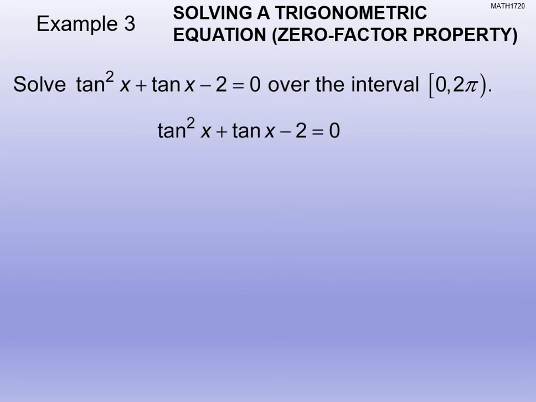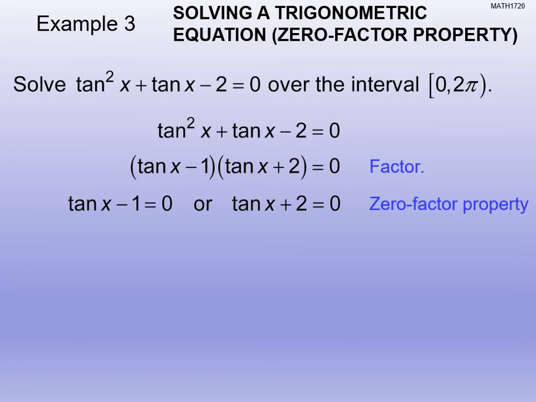The first step, setting it equal to 0, is to factor this. This should become 2 different binomials. Like I said, treat it like x squared plus x minus 2, which you know would factor into x minus 1 times x plus 2. So in this case, tangent squared of x plus tangent x minus 2 factors into tangent of x minus 1 times tangent of x plus 2. Now we solve both of these individually. We take tangent of x minus 1 and set it equal to 0 and solve, and tangent of x plus 2 and set it equal to 0 and solve.